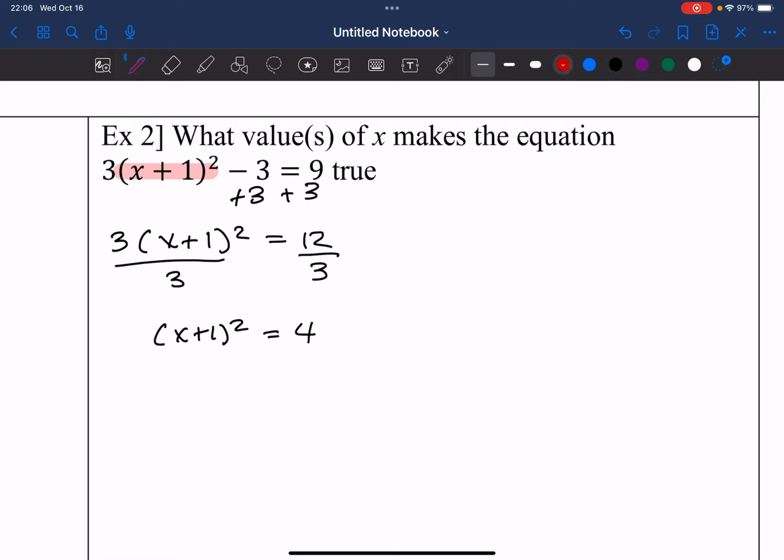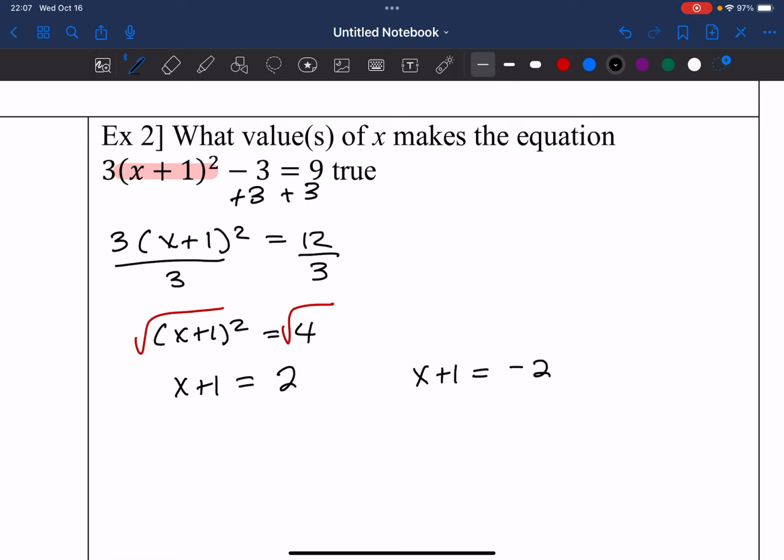I'm then going to undo the square by taking the square root of both sides, which means I'm left with x plus 1 is equal to +2, and x plus 1 is equal to -2. Because remember, when we are using the square root method to solve for quadratics, we always have two possible solutions. Because when we square a number, the negative goes away. So we know that there's always a positive version and a negative version. So because of that, I had my two equations.